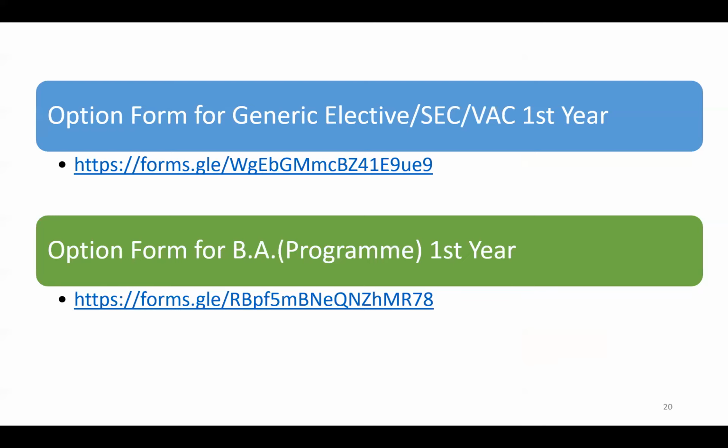Thank you, Kapil. Now this is about the option forms, which are available on your website also. We hope that you are regularly visiting your website for all this information and updates. You should fill in these forms at the earliest: the option form for GE, SEC, and VAC, and the option form for the BA program, which of course is not relevant to you. Now the house is open for discussion, and an attendance form has been shared with all of you. It's mandatory to fill in that attendance form. You can raise your hands to put up your questions now.